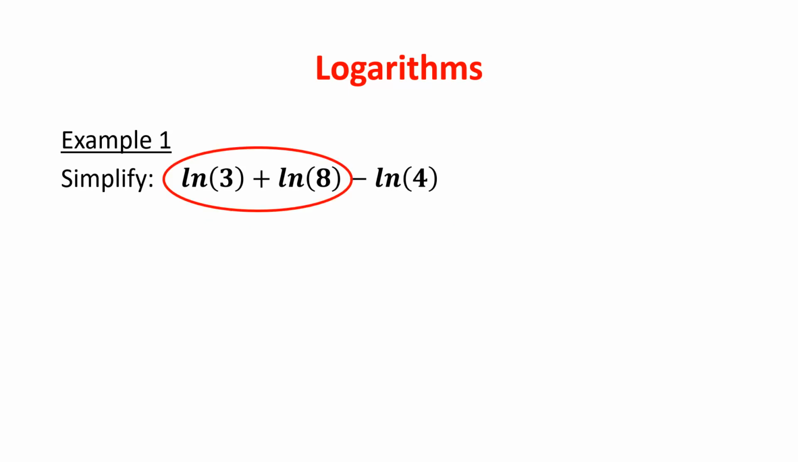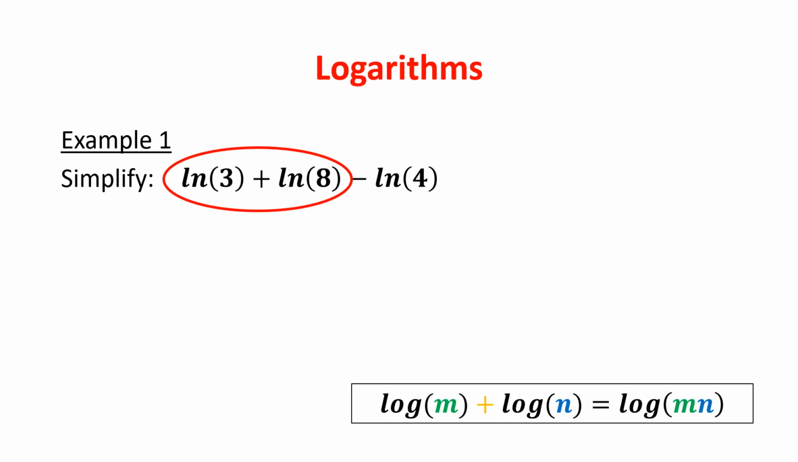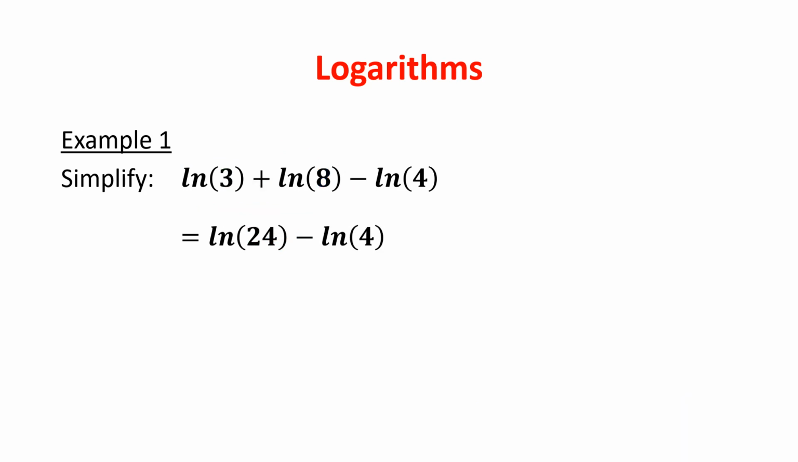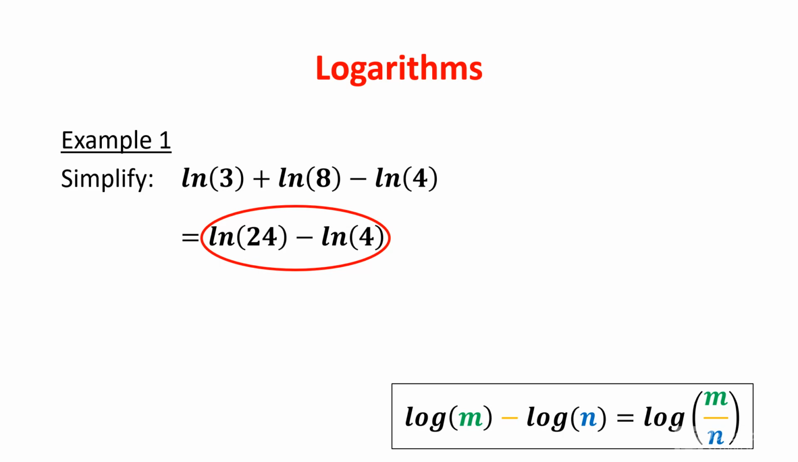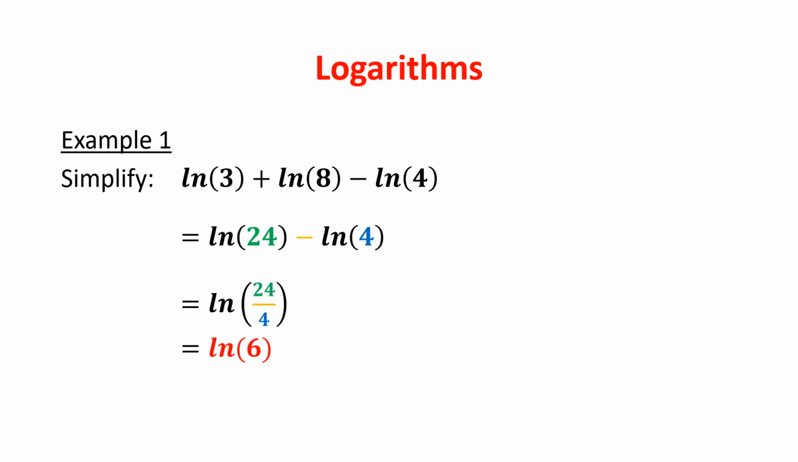All right, well, the first rule is what happens when we add logs. Remember, we can multiply the two numbers. So natural log of 3 plus natural log of 8 can be written as natural log of 24 because 3 times 8 is 24. Now we've got the subtract to do, so we have natural log of 24 take away natural log of 4, and our second log rule says when we take away logs, we can divide the numbers. So we can take 24 and divide it by 4, which gives us natural log of 6.